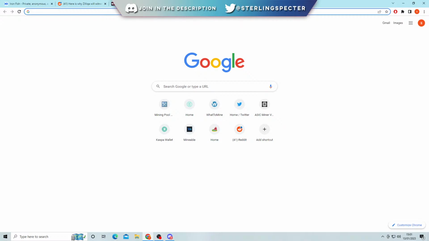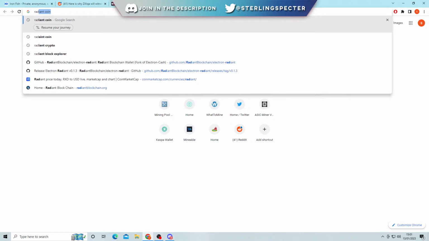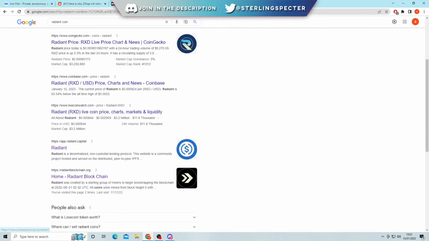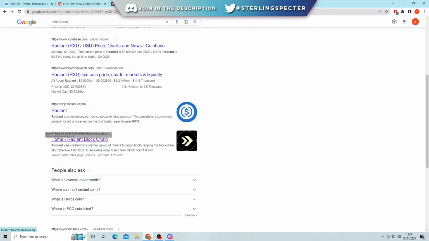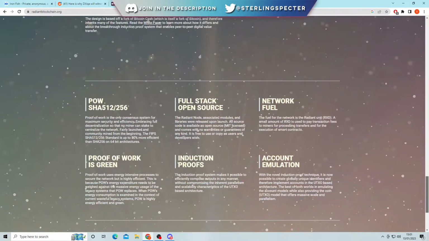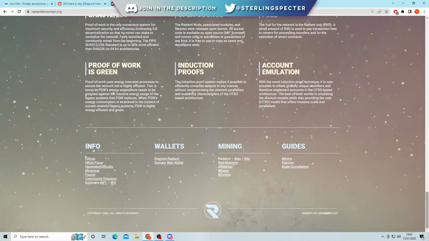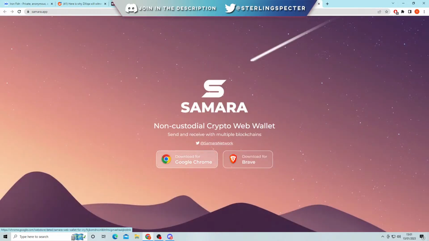So you go to the Radiant website. If you type in Radiant Coin and then click on this Radiant blockchain here, radiantblockchain.org. Once you're here, scroll down to the bottom and, sorry, let me just get down there, and then they have wallets here. So you can either get the Electron wallet or you can get the Samara web wallet. If you click on the Samara one, you have to download an app. You can get it for Chrome, and then you just run through the setup.